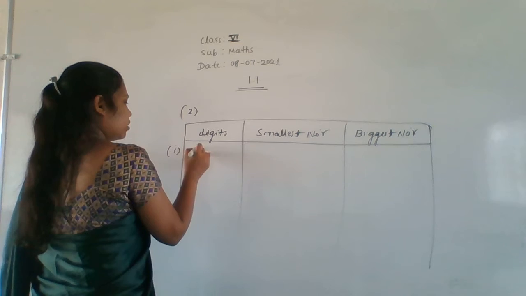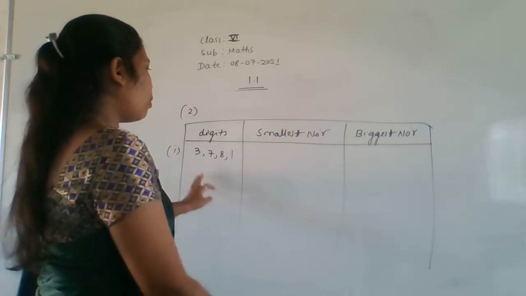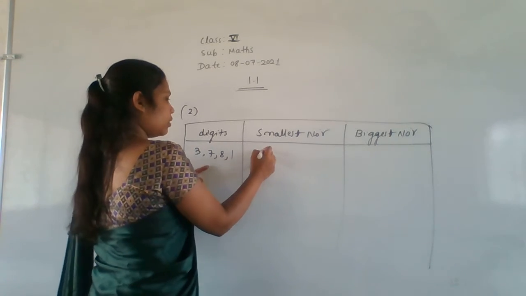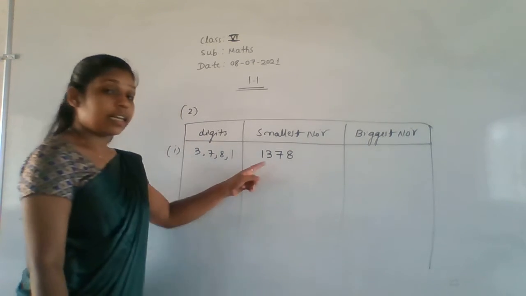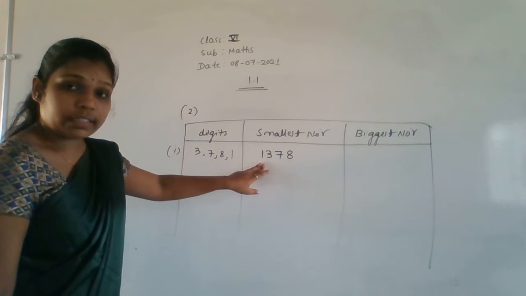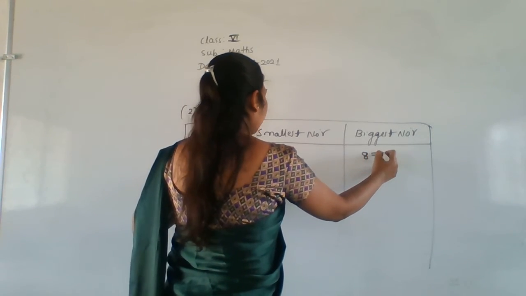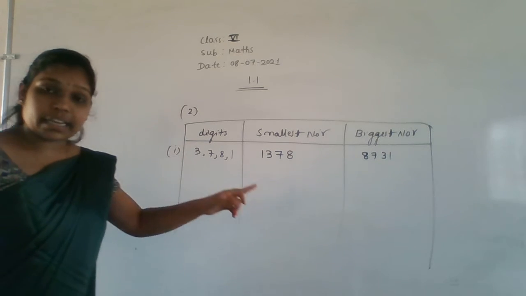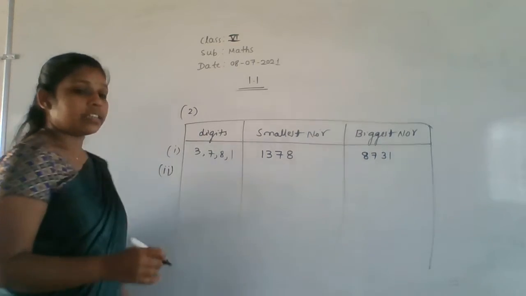So what is the first one? 3, 7, 8, 1 they gave. Right? So how to form the smallest number? First write, observe here, which is the smallest number? 1. Next these are 3, and after that 7, 8. So 1378 is the smallest number. Now form the biggest number. Which is the biggest number here? 8, 7. Next 3, 1. 8731 is the biggest number. So like this you form the smallest as well as the biggest numbers.